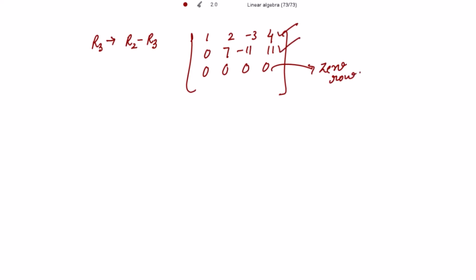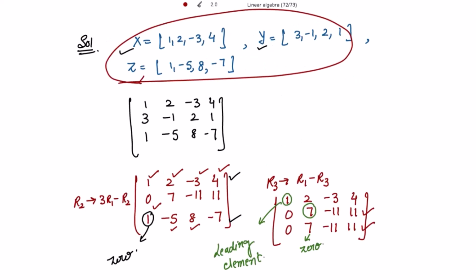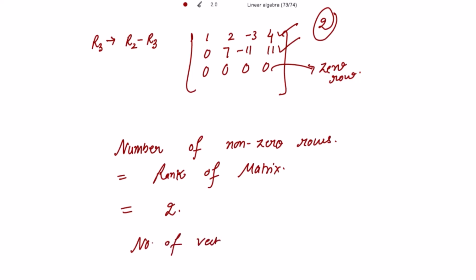And 2 non-zero rows. So the number of non-zero rows after reducing the matrix becomes the rank of the matrix. How many non-zero rows are there? 2. So the rank of the matrix is 2. How many vectors are given to us? 3. Because the rank of the matrix is less than the number of vectors, the vectors are linearly dependent. Right? So we have shown the vectors are linearly dependent.